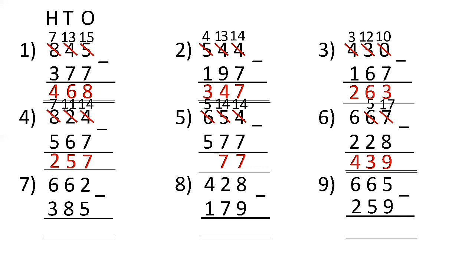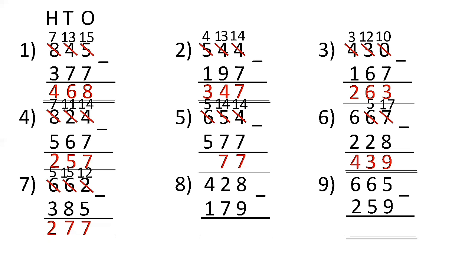Number 7, 662 minus 385. We cannot subtract 2 by 5, so we need to borrow. 6 becomes 5, and 2 becomes 12. 12 minus 5, that's 7. 5 minus 8 cannot be, so we need to borrow in hundreds place. Cancel 6 becomes 5, and 5 becomes 15. 15 minus 8, that's 7. And 5 minus 3, that is 2 as well. So our answer here is 277.